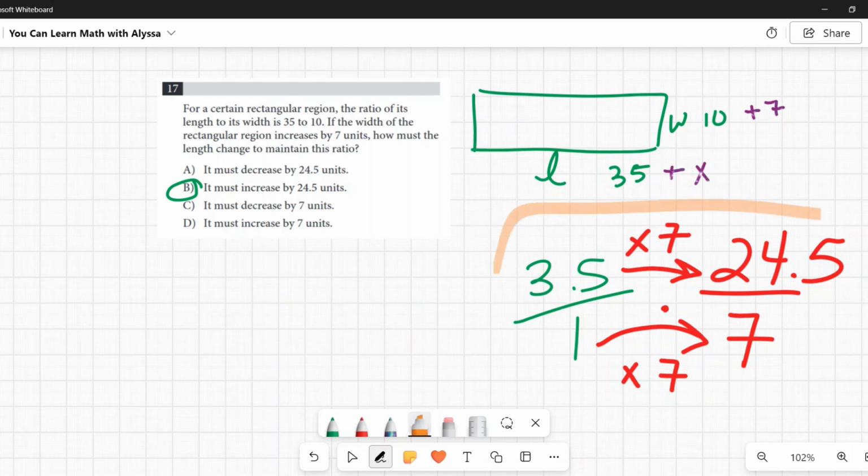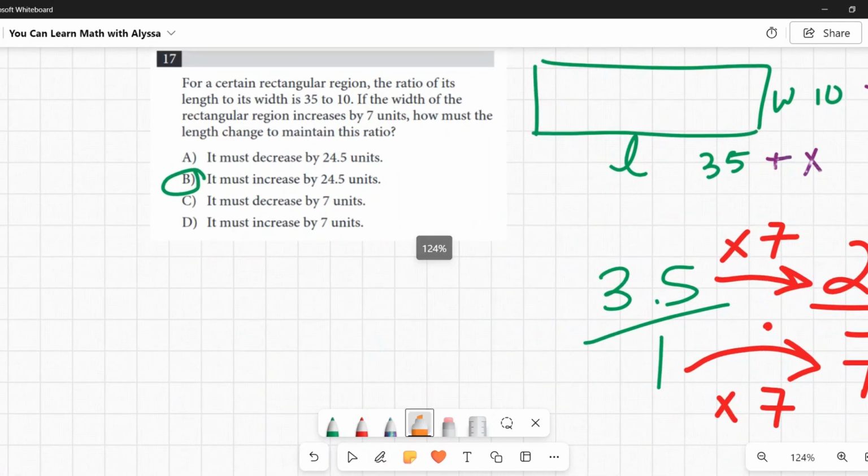This way, while it's quicker, sometimes that can be a bit confusing because we're talking about, wait, are you saying that the length increases, that the new length is 24.5, the amount of the increase? Again, we want what makes the most sense to you. What's clearest to you, that's the method you should use.